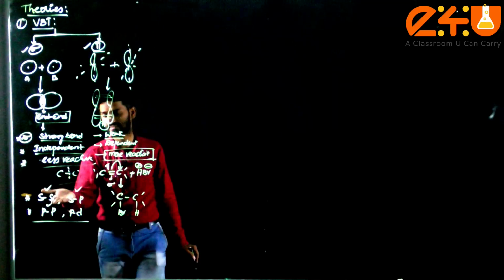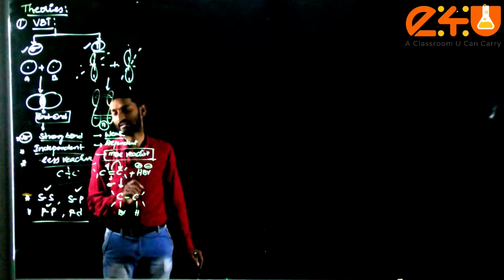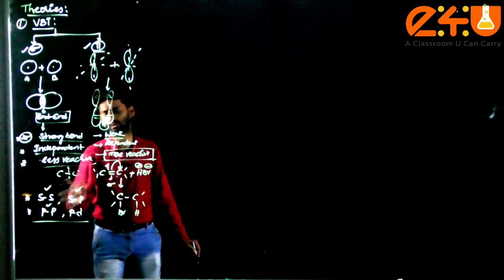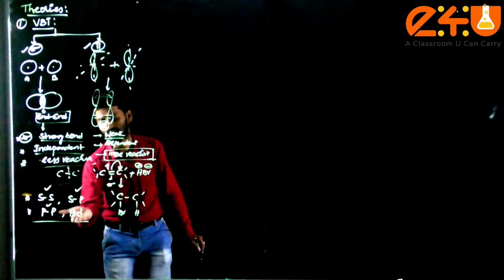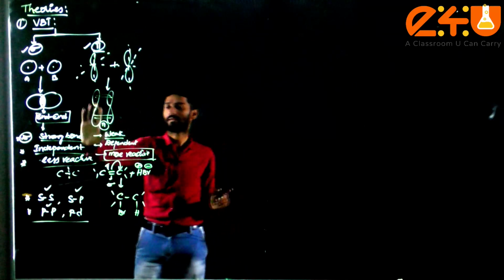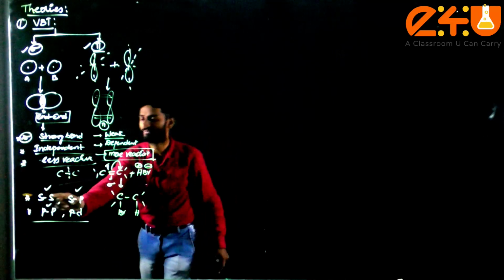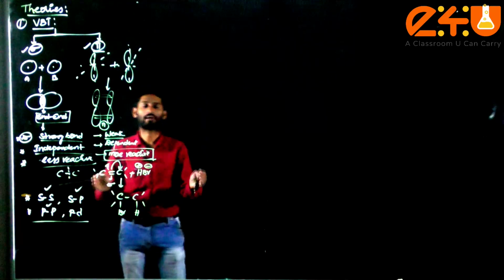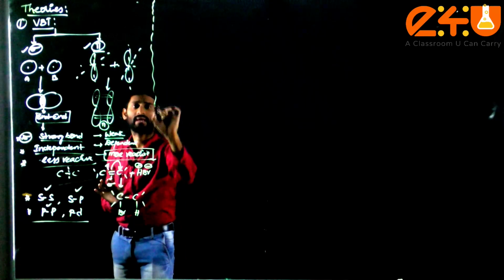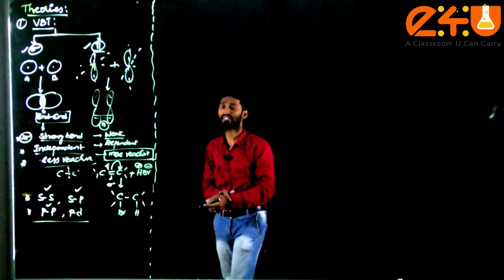Next one, what are the examples for the SS overlapping? You can take H2 molecule. Here SP, HCl molecule you can take it here. PP overlapping, you can take F2, Cl2, Br2, and some D block elements you can take it. This is the way. Now here sigma as well as pi bonds will be forming through different types of overlapping of atomic orbitals.